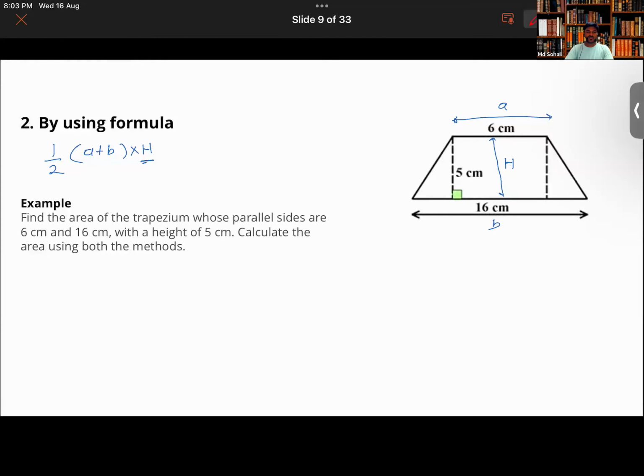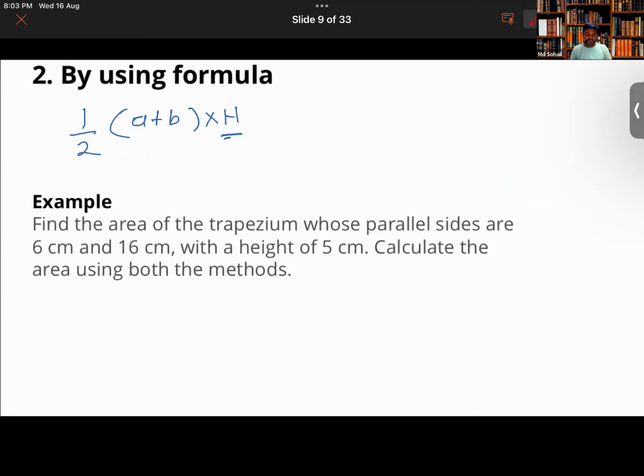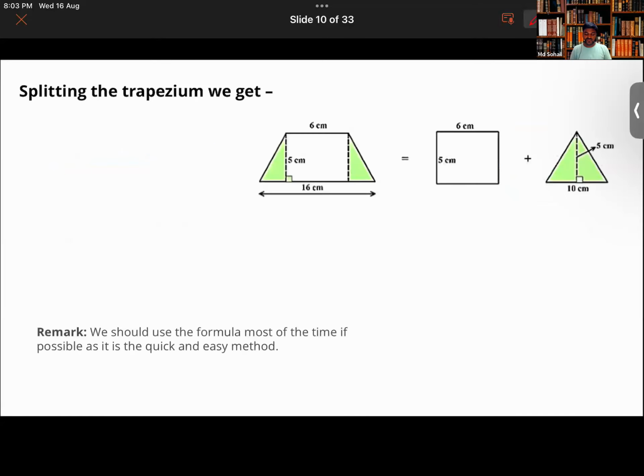Very good, guys. So that is 55 centimeters square. Now, there was another way also to find the answer of this one. That is the first method, right? Suppose the question asks you to find the area by splitting the trapezium. As per the figure, you can divide it like this. So we have taken a rectangle out of it, and two triangles here. The two triangles have been added like this.